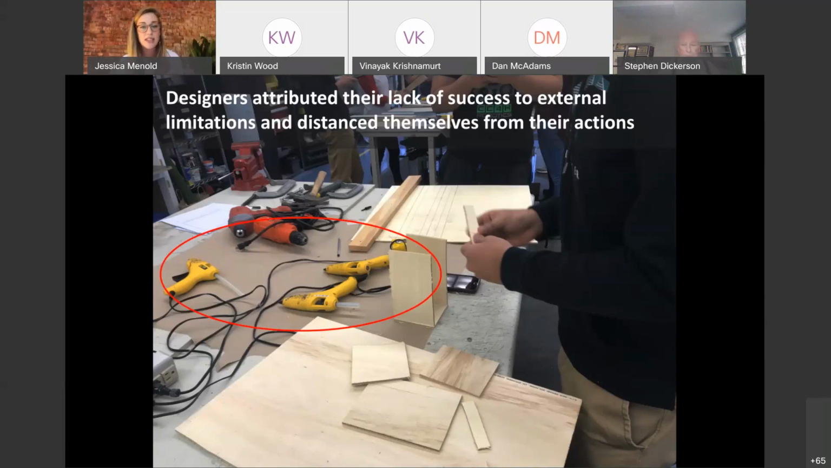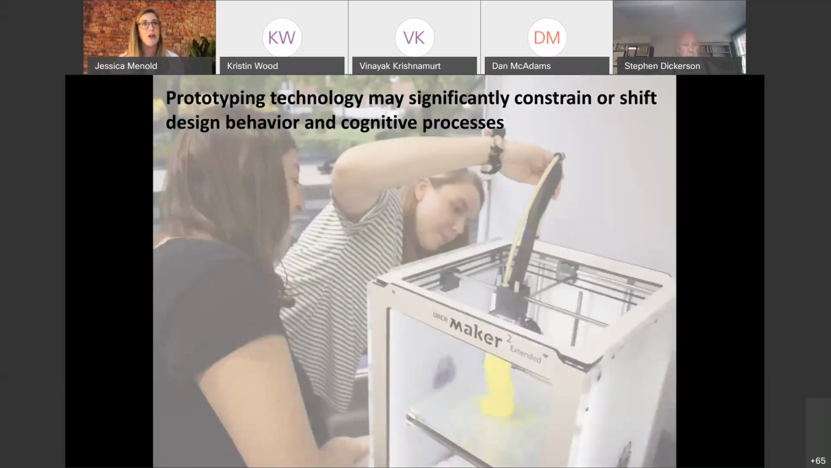We also found evidence to suggest that certain cognitive biases, such as self-serving bias or the sunk cost effect, which is a fairly well-known cognitive bias in prototyping, may not only have been affecting their design decisions, but might have been affecting the narratives that designers construct after the design process is complete. This was really interesting. And we also saw through some of these studies that prototyping technology, the manufacturing tools we use, might also be shifting and changing design decisions.